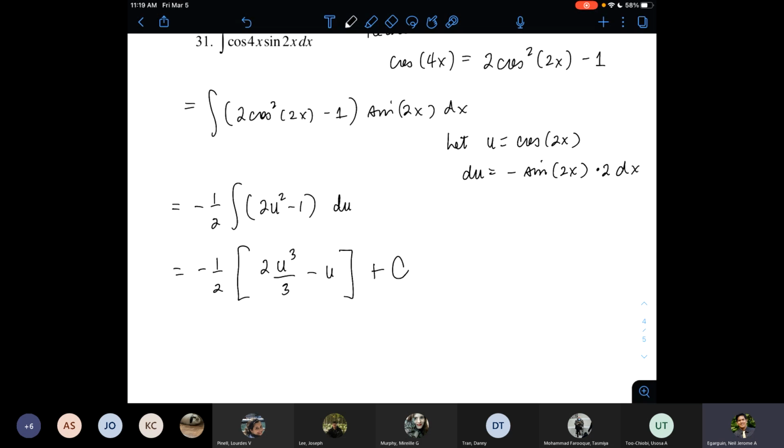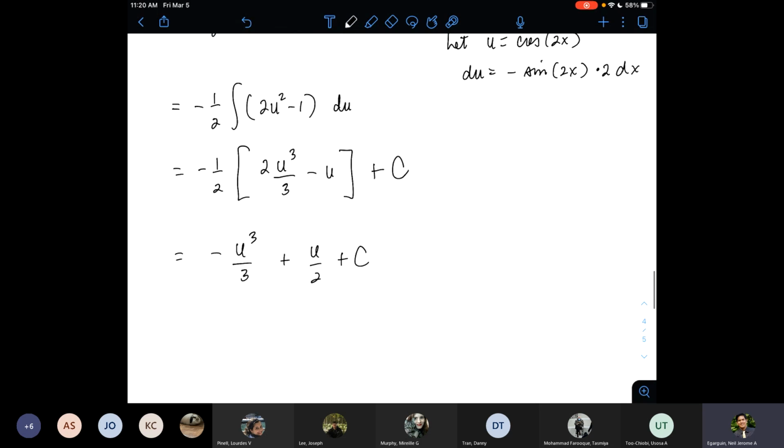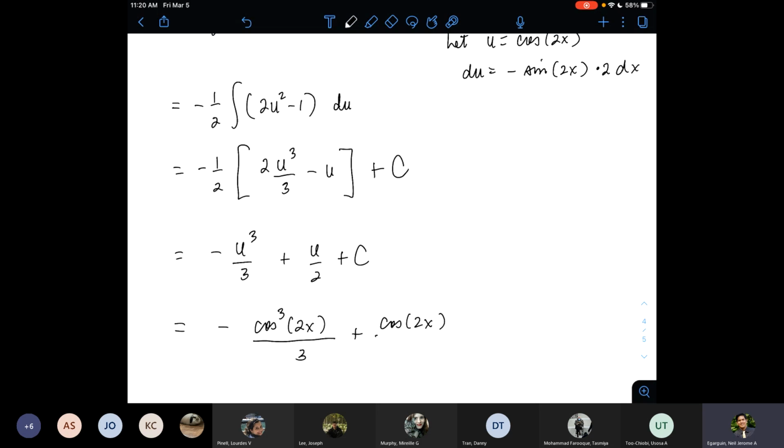I guess so. And then you can just carry on with the simplification. So this would be negative u cubed over 3 plus u over 2 plus the arbitrary constant c. And then we need to revert to the original variable. So this would be negative cosine cubed 2x over 3 plus cosine 2x over 2 plus the arbitrary constant c.